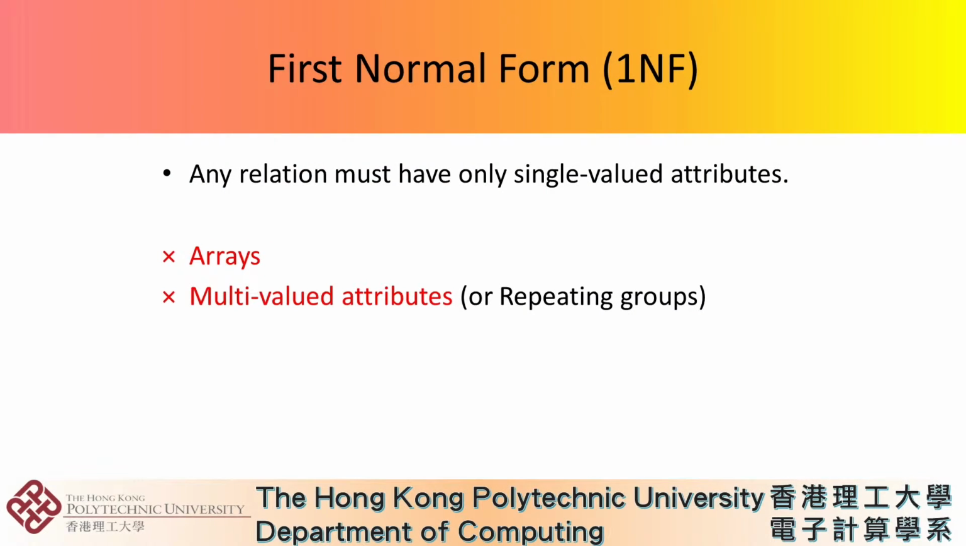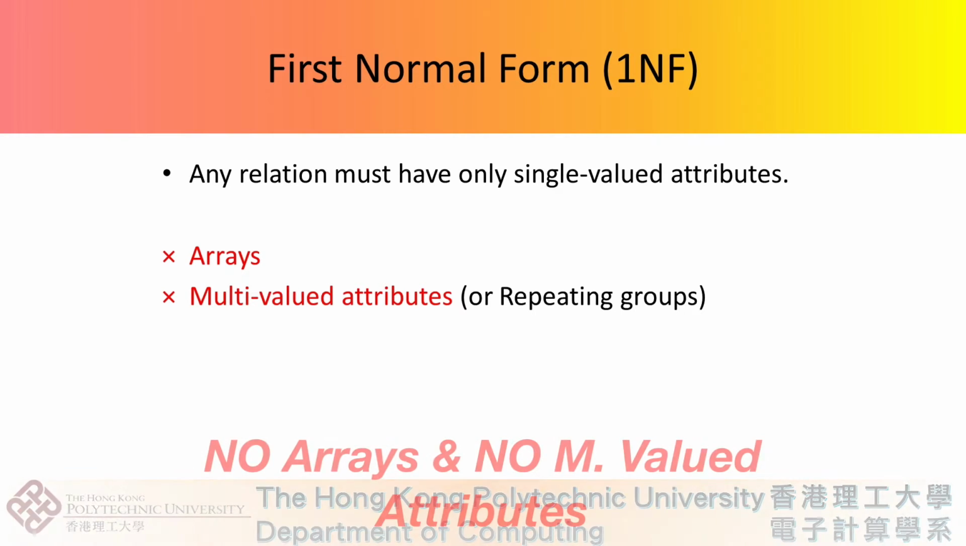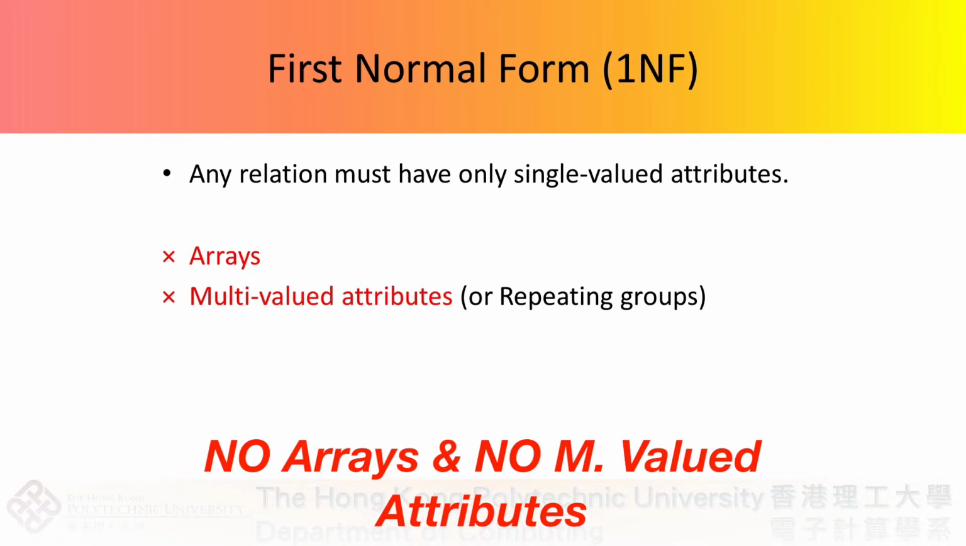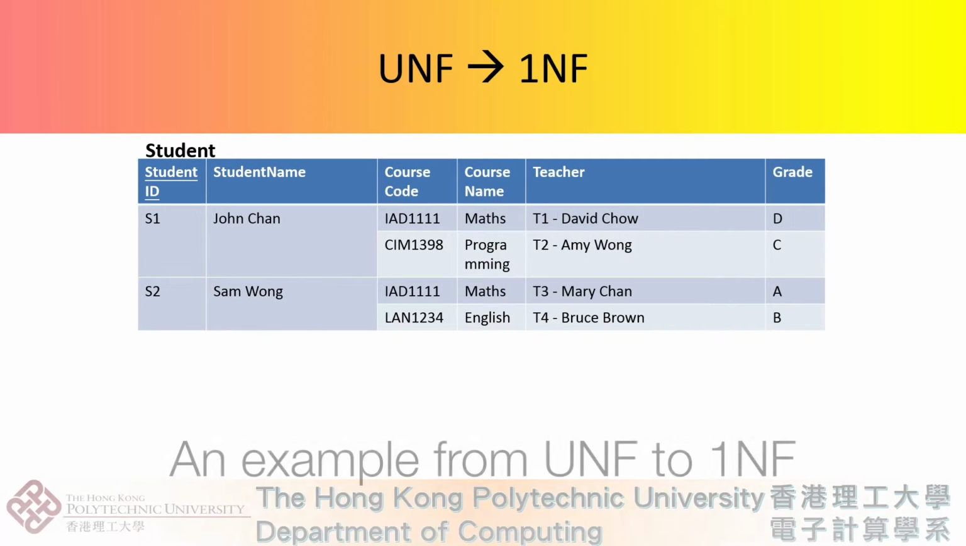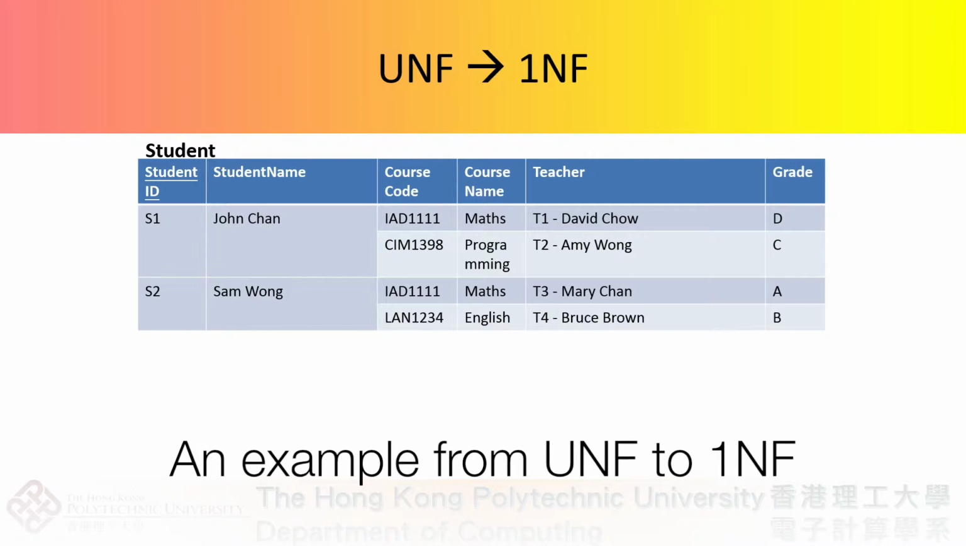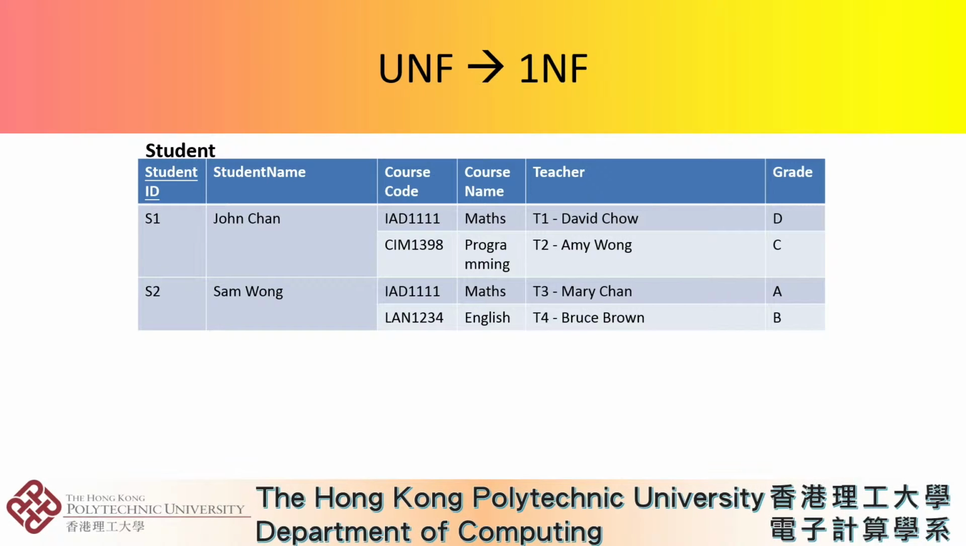The characteristic of first normal form 1NF is that any relation must have only single-valued attributes. This means the data cannot be arrays or multi-value attributes. To convert a table in UNF to 1NF, you should reconstruct the table to make sure that there are no more multi-value attributes anymore. Just like this.